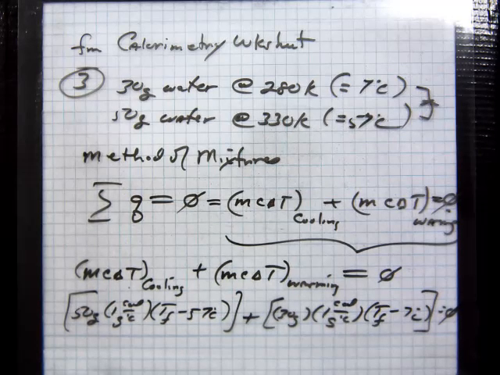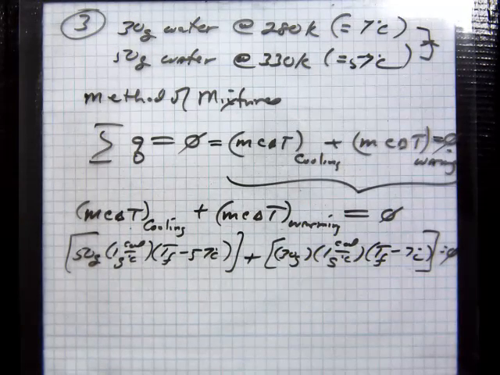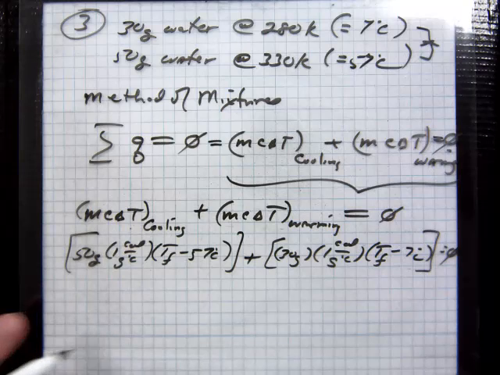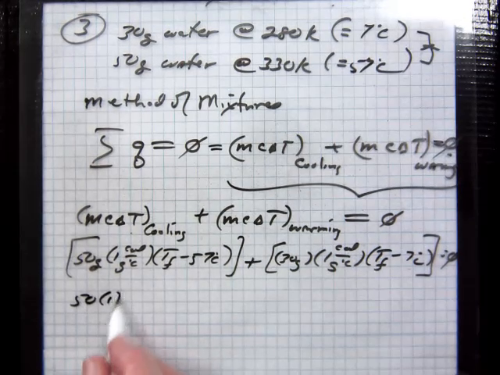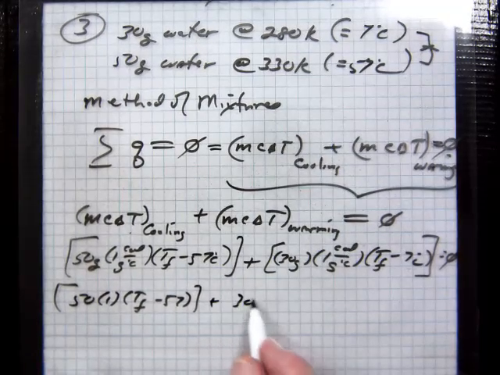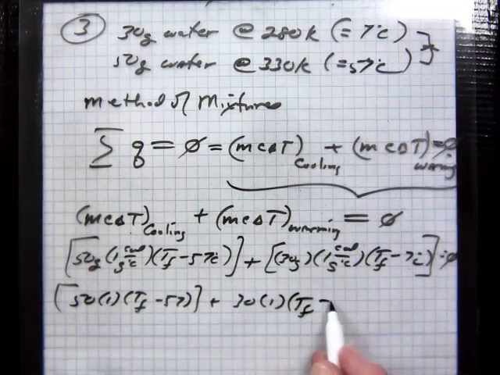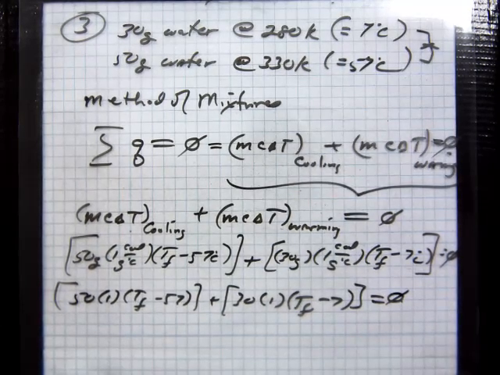Now, one of the things that I tell students in problems like this: trust me, it's set up correctly. If you understand what I'm doing here, drop all the units out. It simplifies the algebra. 50 times 1 times (TF minus 57) plus 30 times 1 times (TF minus 7). Doesn't that look a whole lot less toxic than all the units piled in there? It's going to come out in degrees C. I don't care how old you get, it's always going to come out in degrees C.